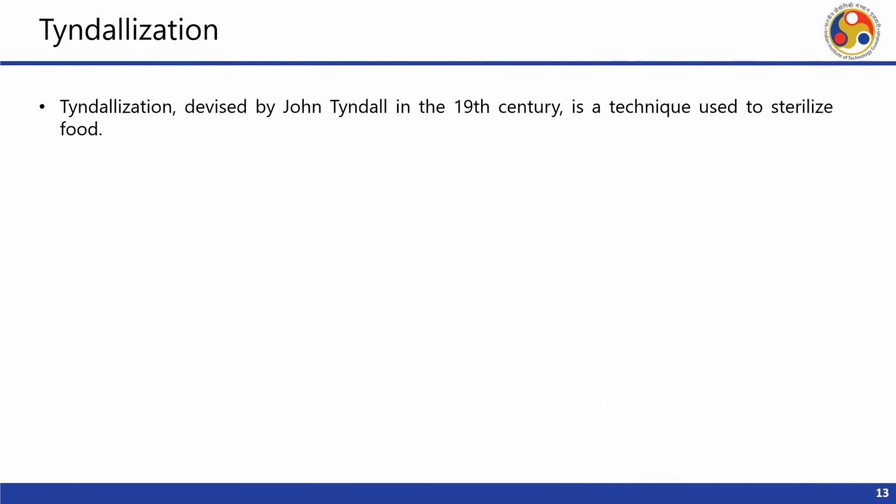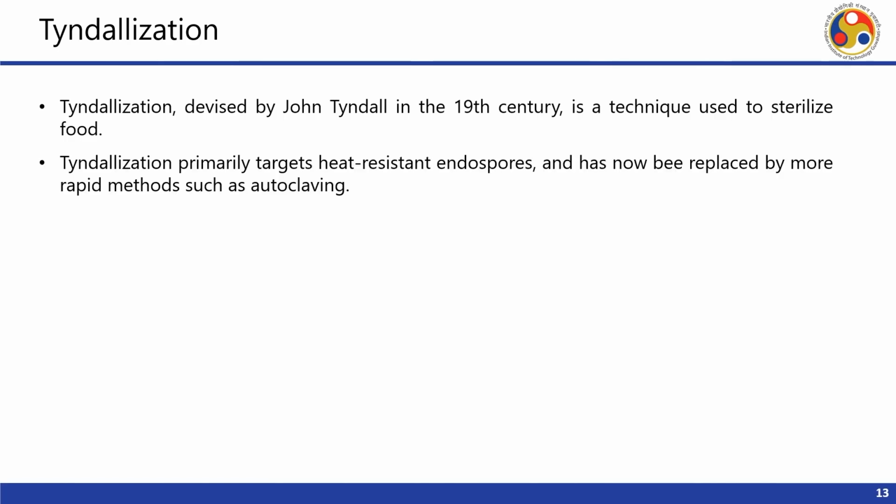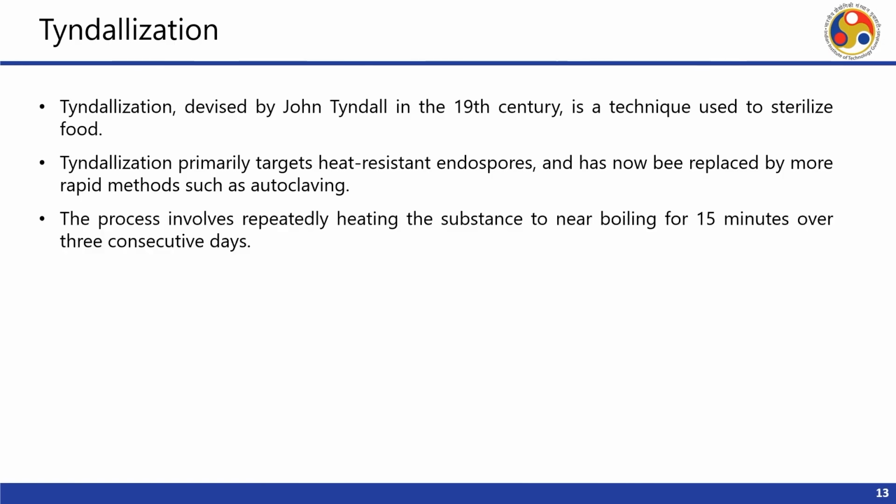Tyndallization is a method which was devised by John Tyndall in the 19th century, and this is used to sterilize food. Tyndallization primarily targets heat resistant endospores and has now been replaced by more rapid methods such as autoclaving. The process involves repeatedly heating the substance to near boiling for 15 minutes over 3 consecutive days.